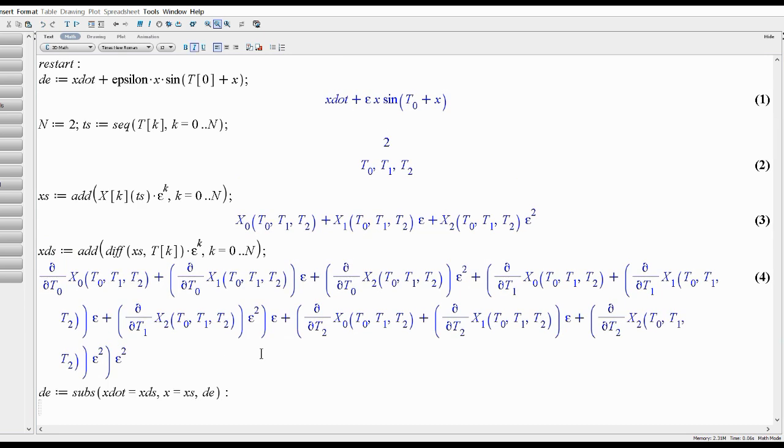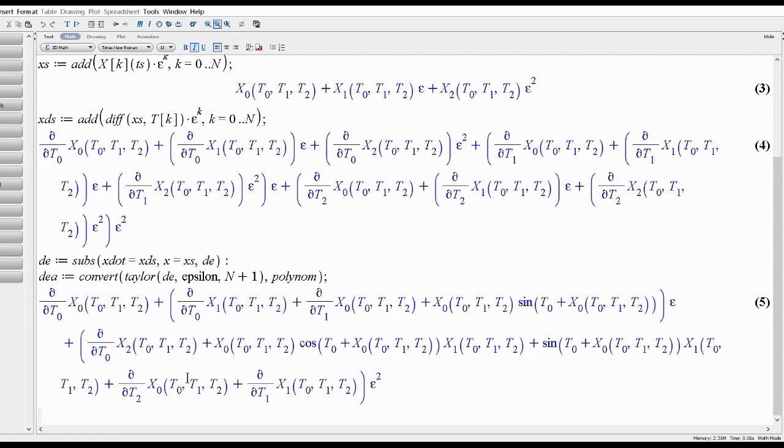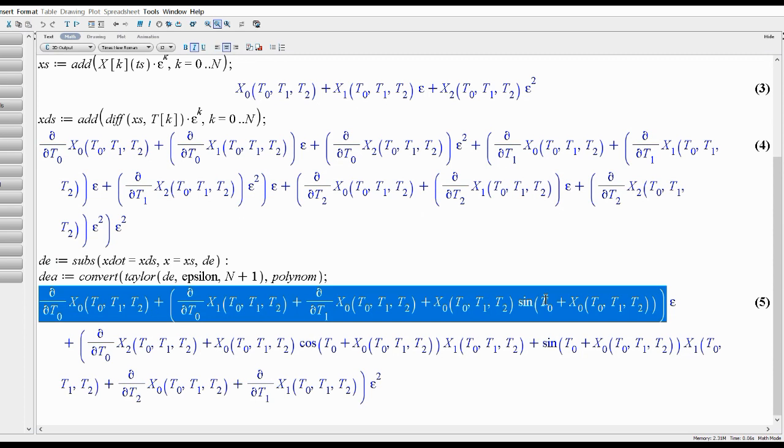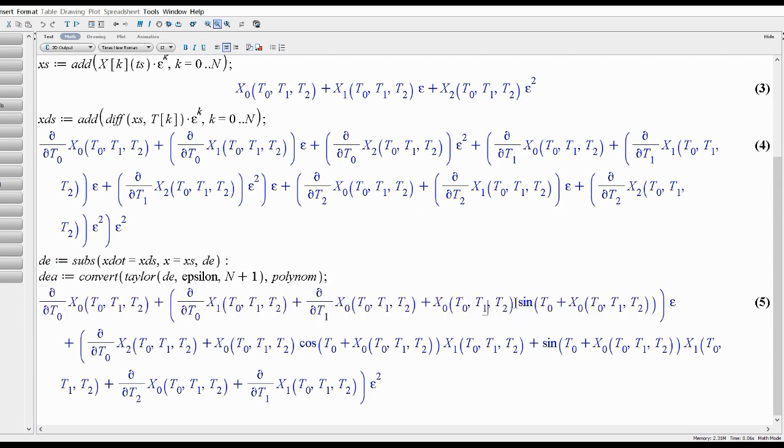And then I will say dEA is equal to convert Taylor dE, epsilon n plus 1, polynomial. Very good. So here is my differential equation. I had done only up to this much when I was doing first order, and the sign there was a sine square. Now this one is sine. We are familiar with this from higher order averaging with this problem, but now we are going to look at it using the method of multiple scales.